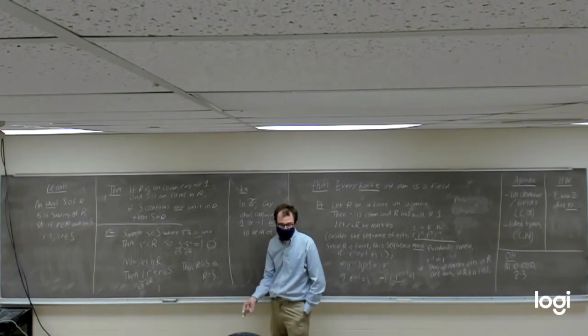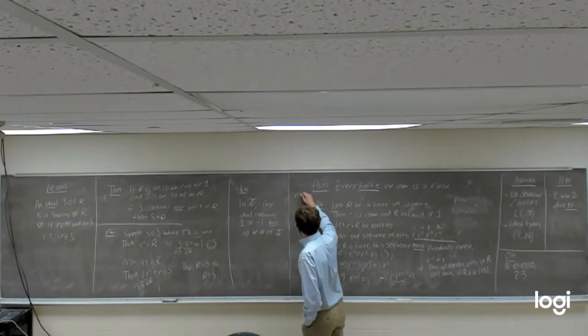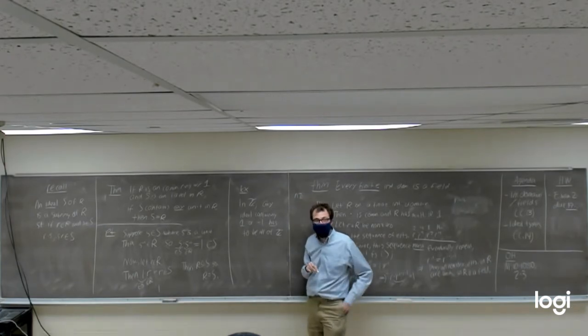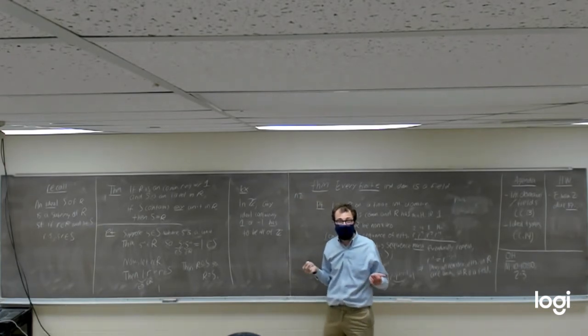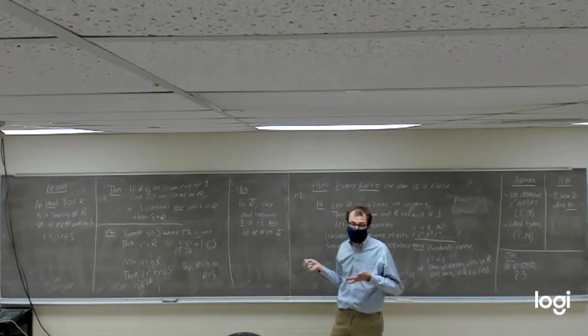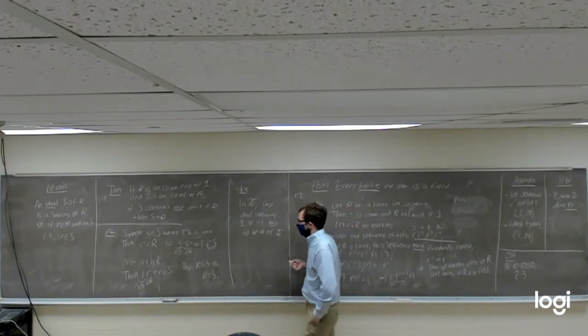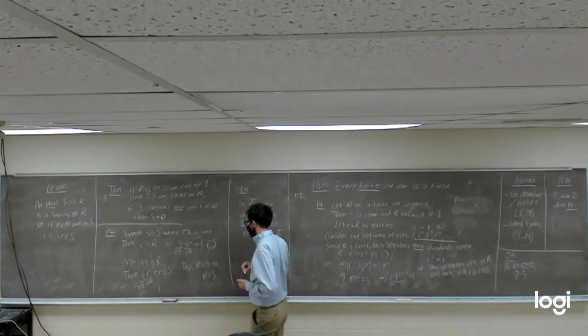Luckily, the main ideals in the ring of integers, nZ, are never going to contain 1 or -1 unless n equals plus or minus 1. So that's usually not something to worry about.